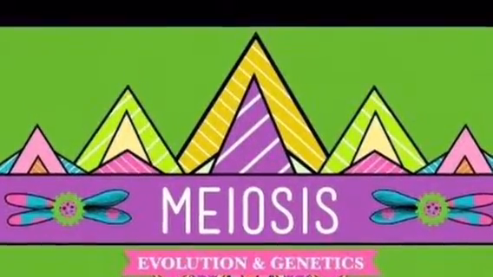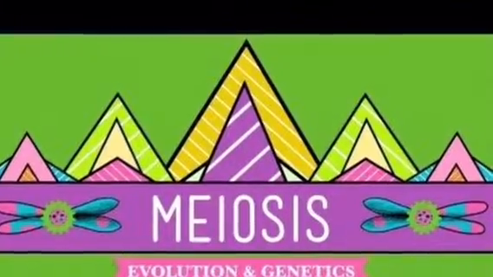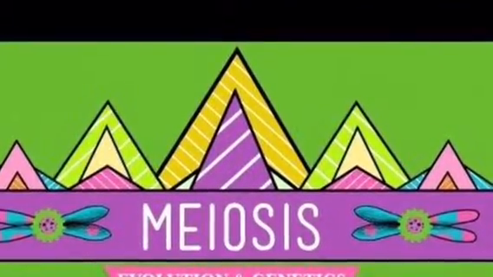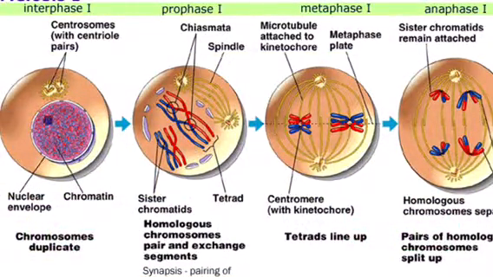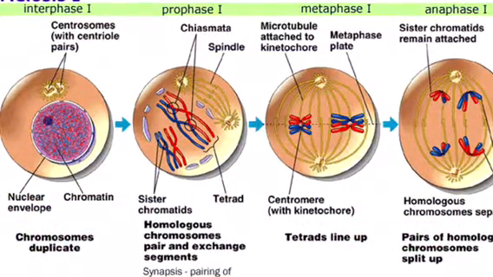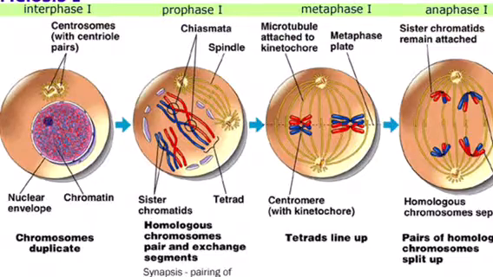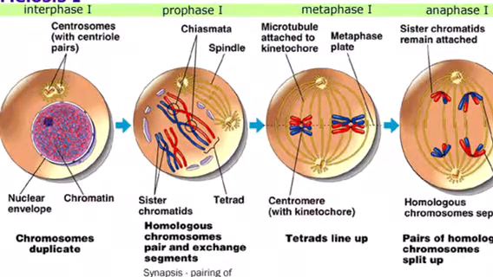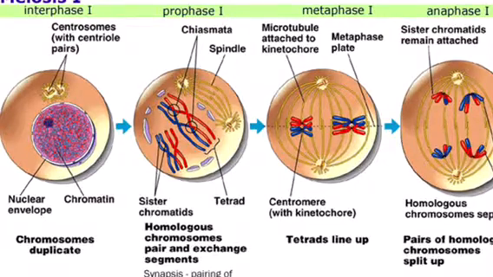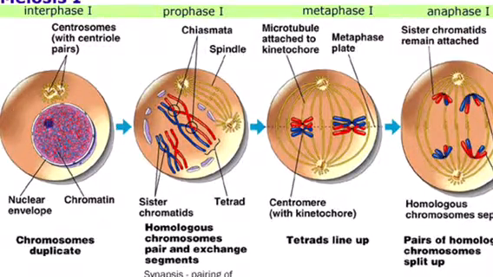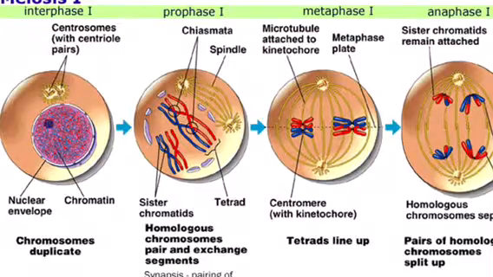After mitosis, let's talk about meiosis. Meiosis is how we create sperm and how ladies create eggs. Meiosis consists of interphase 1, prophase 1, metaphase 1, anaphase 1, telophase 1, prophase 2, metaphase 2, anaphase 2, and telophase 2. Interphase, just like mitosis, is where the cell spends most of its time.